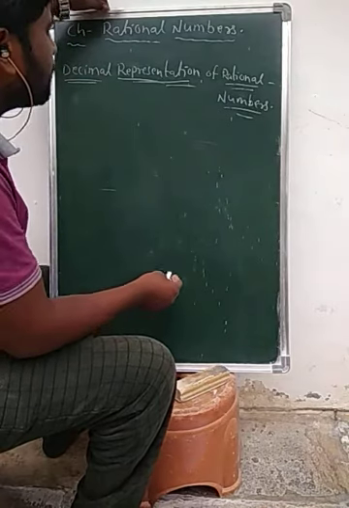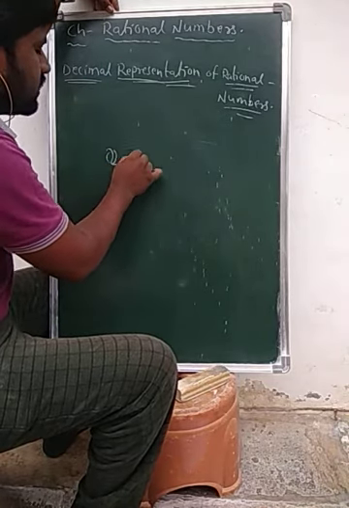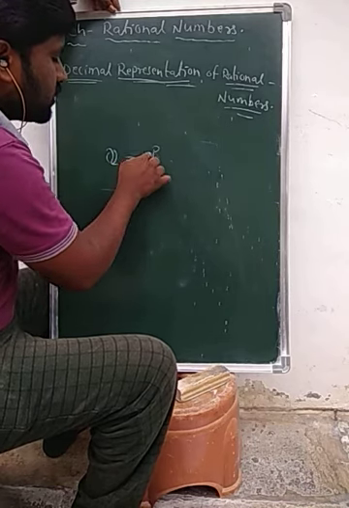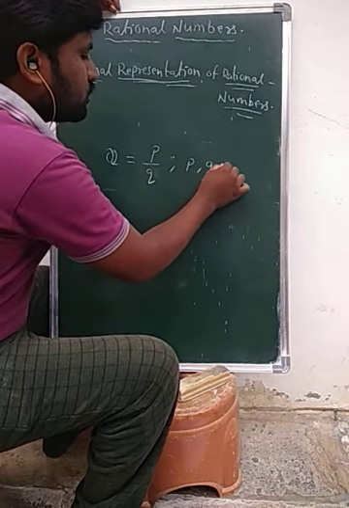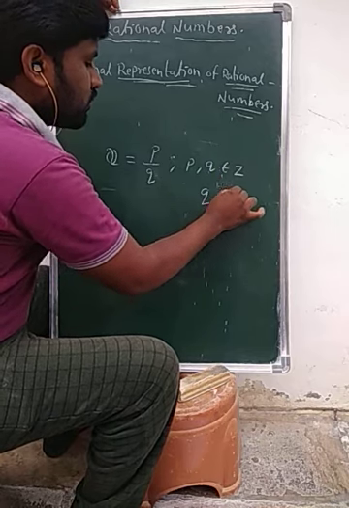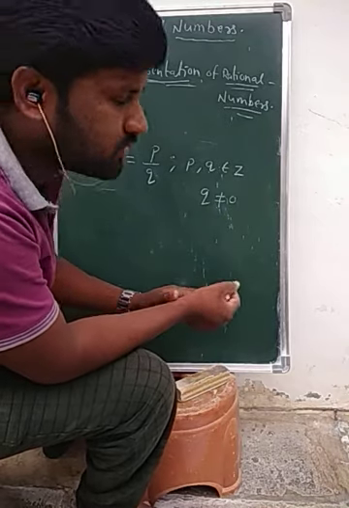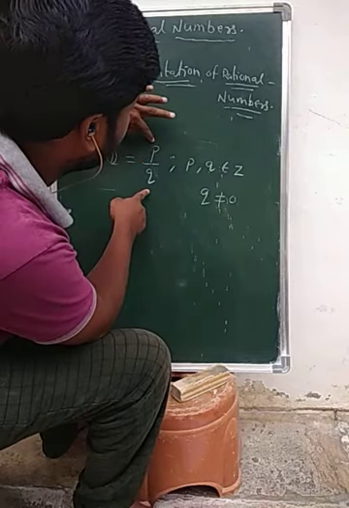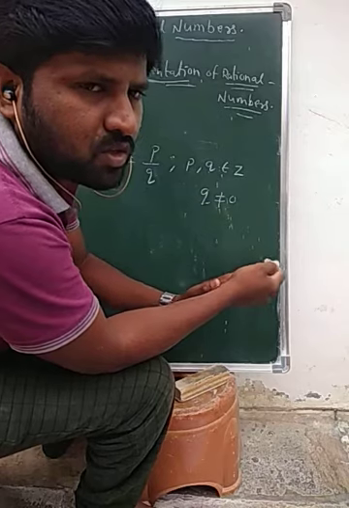We know a rational number is denoted by q. A rational number is a number which can be expressed in the form of p by q, where p, q belong to integers, and q is not equal to 0, which is the condition for a rational number. A rational number in the form of p by q, where clearly p and q are integers, q is not equal to 0.